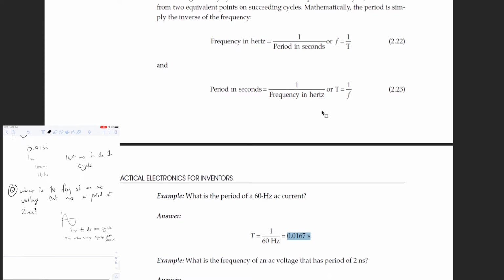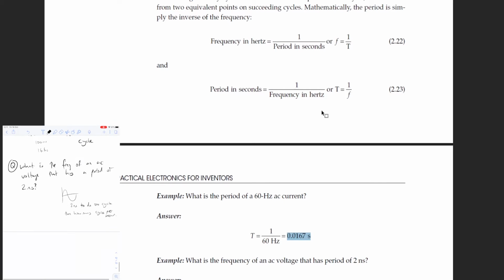I believe that's basically what the question is saying. What is the frequency of an AC voltage that has a period of 2 nanoseconds? So this frequency is equal to 1 over time, which is equal to 1 over 2 nanoseconds.